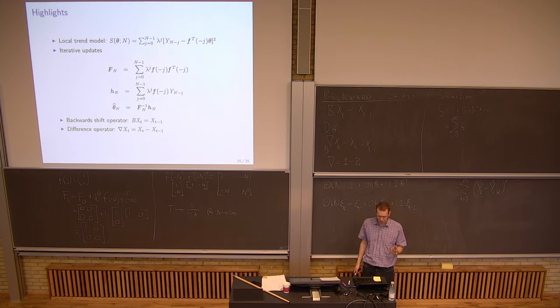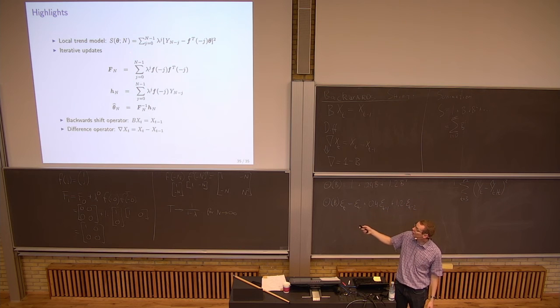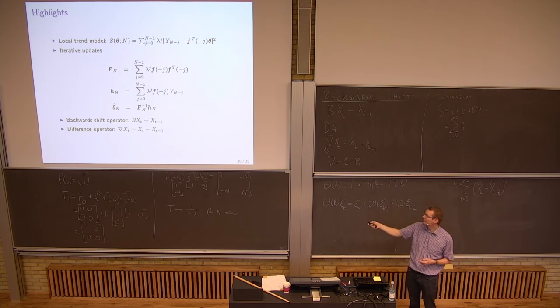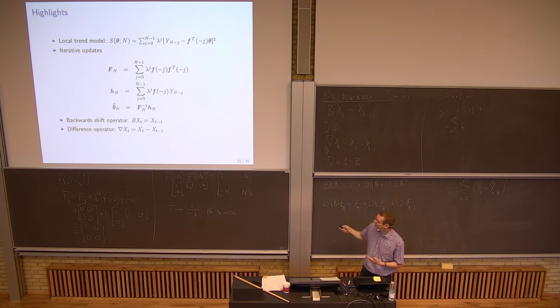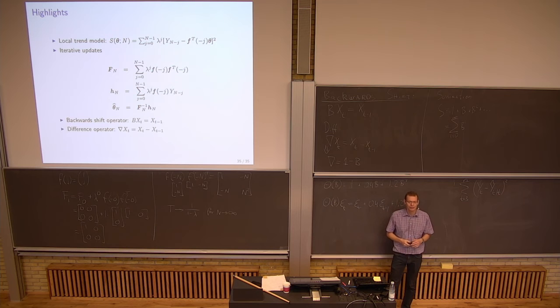So what we've covered today is to get to the local trend models, where we have the weights in here. We do some iterative updates here, and we remember not to invert until we have a sufficient number of observations in the sequence here. And then I just added the backward shift operator and the difference operator. I think those are the essential things to remember from today.